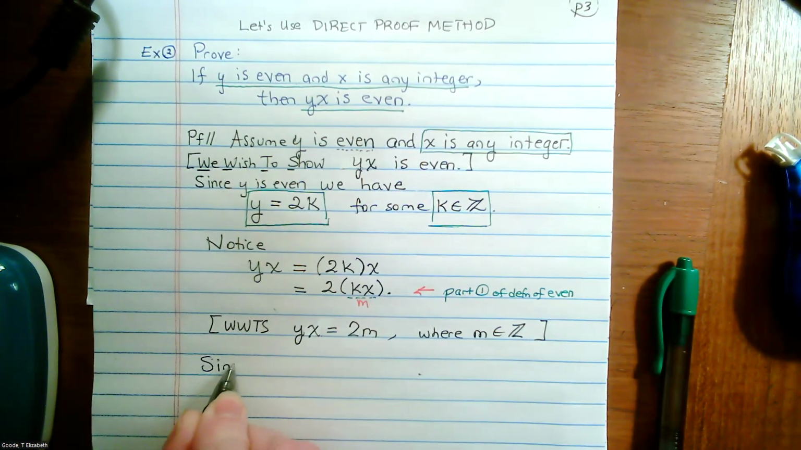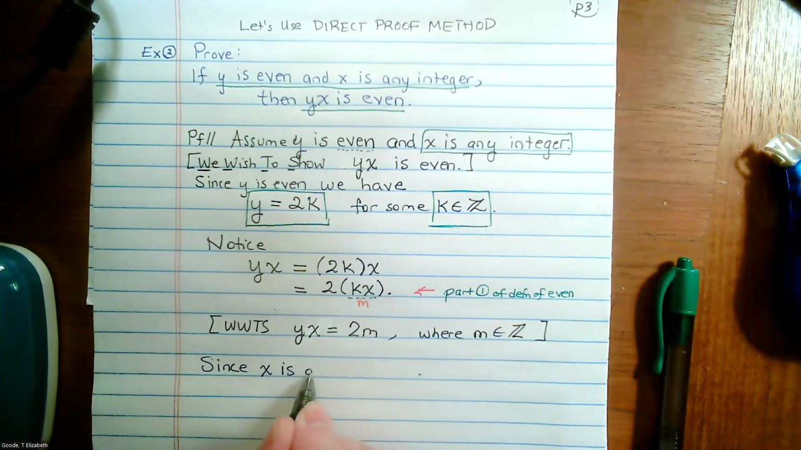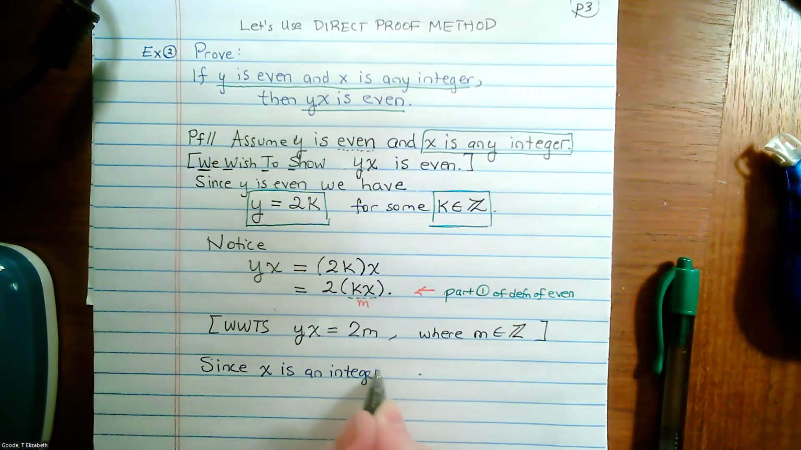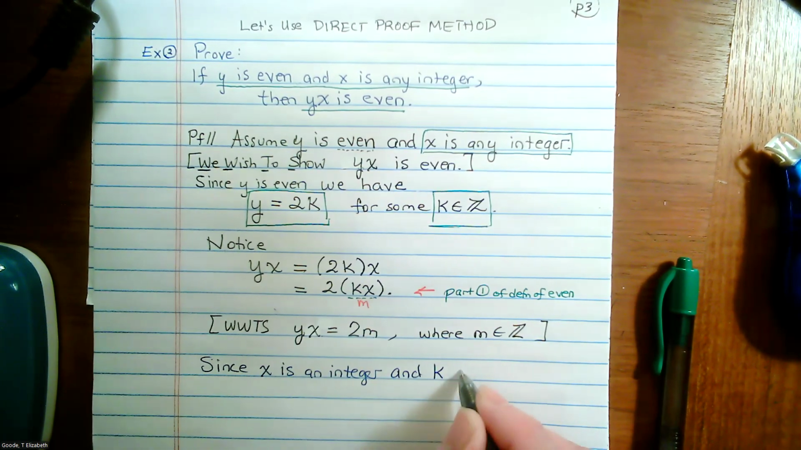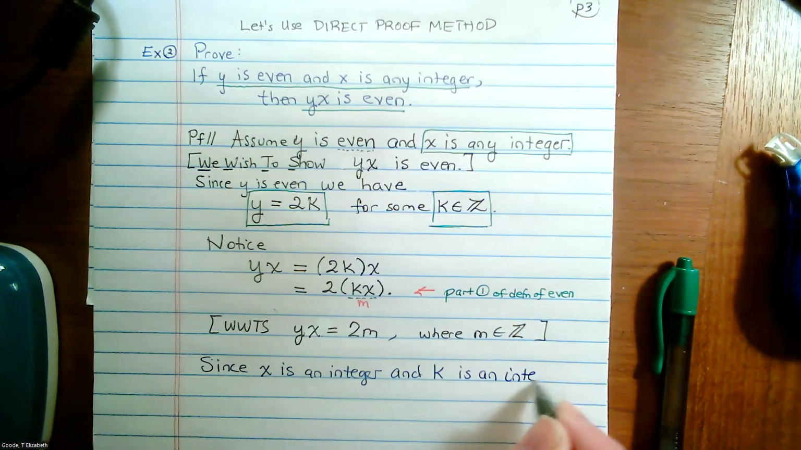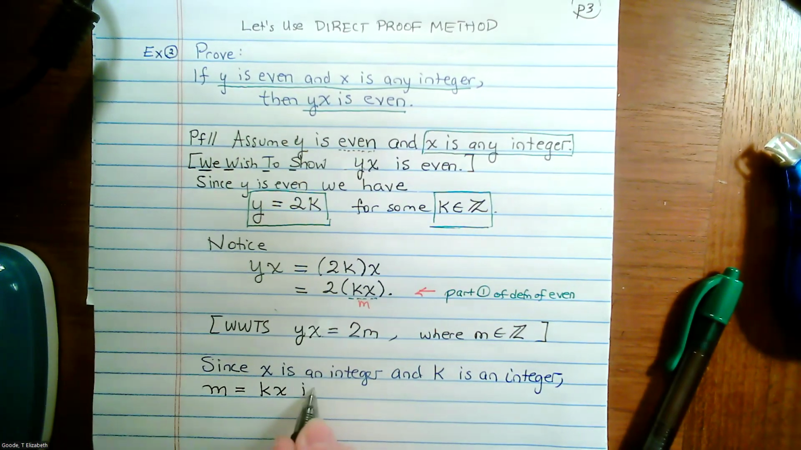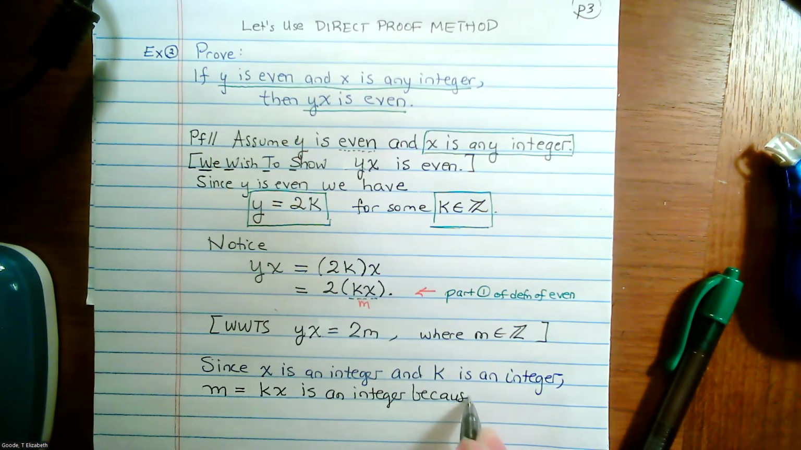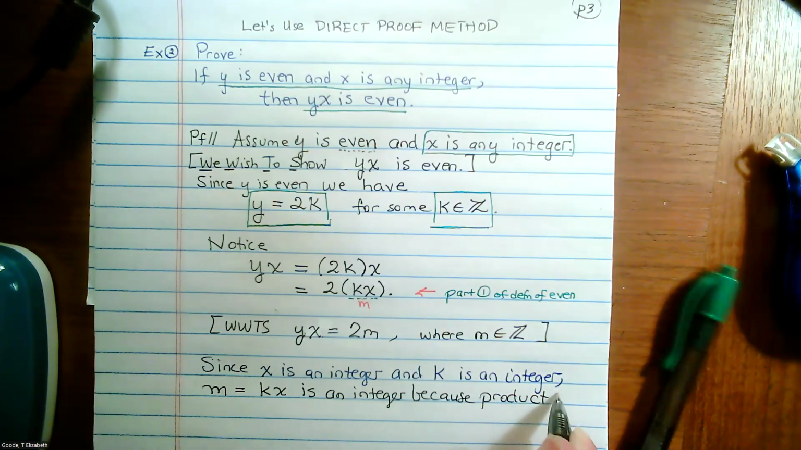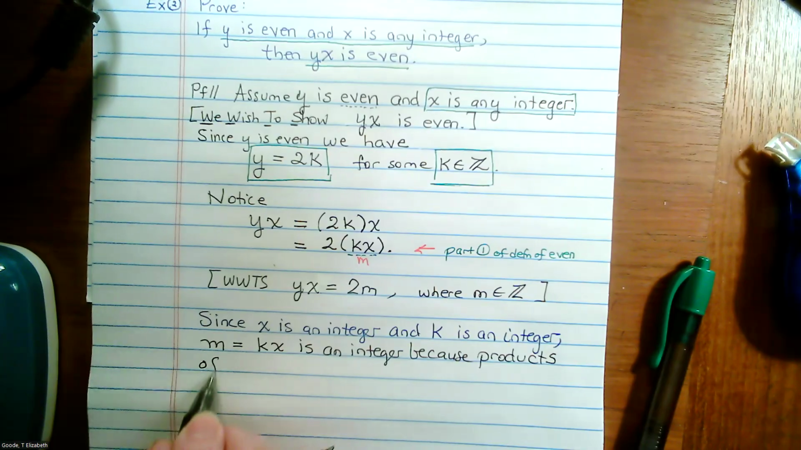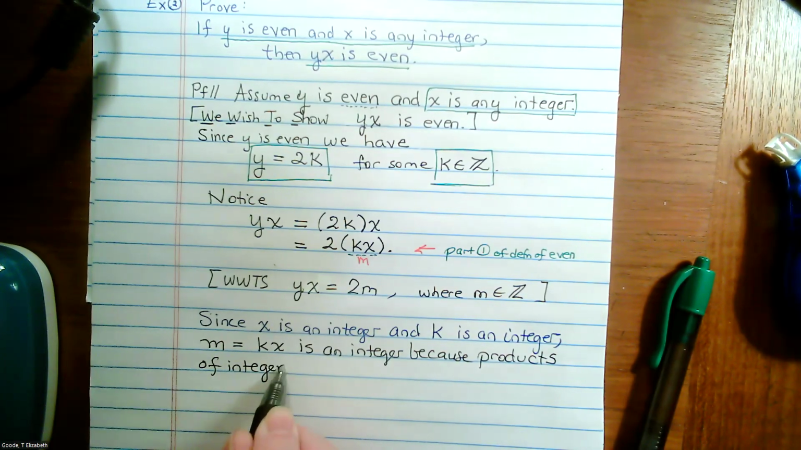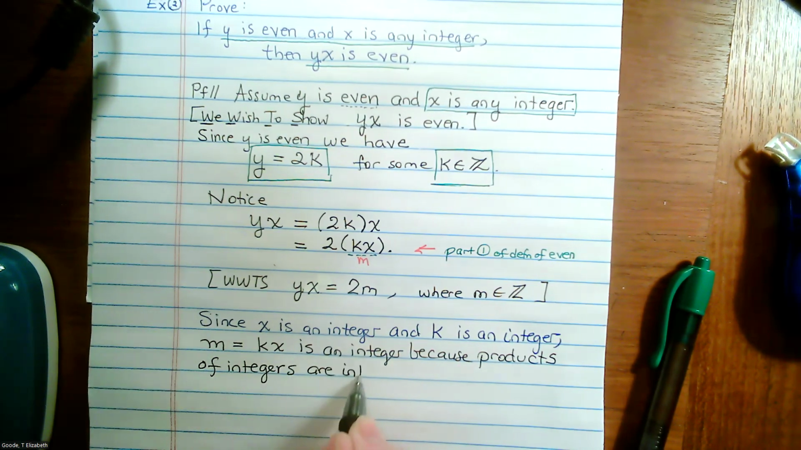Okay, well, since x is an integer and k is an integer, I'm switching from black to blue. I'm going to call it M. M equals KX is an integer because products of integers are integers. Or you could say the integers are closed under multiplication. You can say it either way you like. I think in the book in WebAssign, the author likes to say products of integers are integers. That's fine.